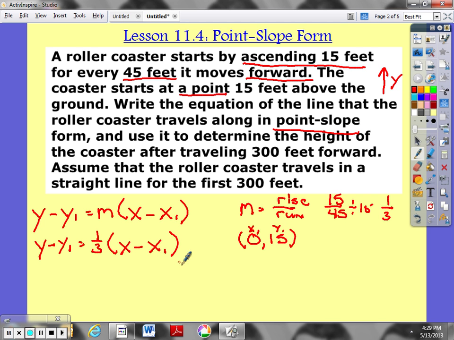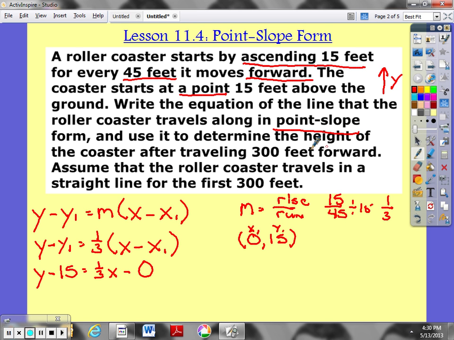So I can now substitute that in. Now I have y minus 15 equals 1/3 times x minus x sub 1, which is 0. Now, I don't really even need that here because I'm subtracting 0, which means I'm taking nothing away from it.